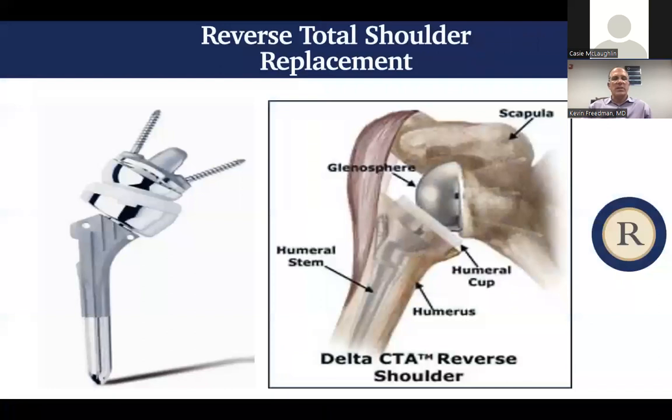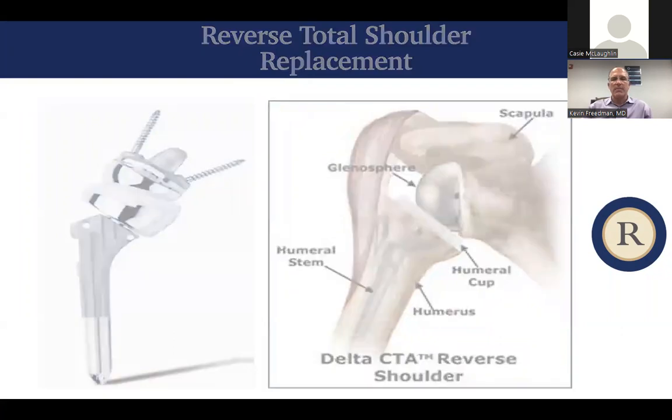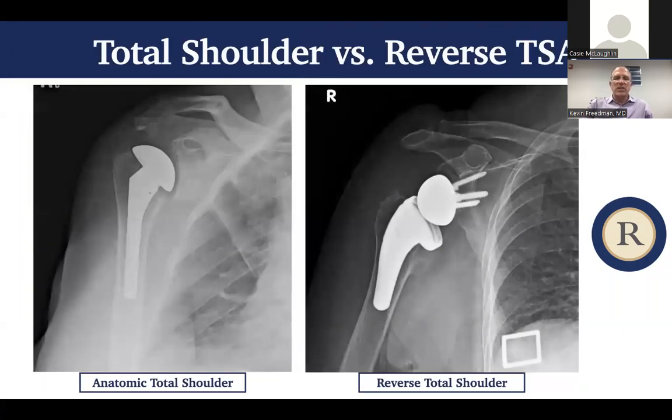This is just a schematic of what a reverse ball and socket is. The ball's put where the socket normally is, and the socket's where the ball should be. That's why we call it a reverse ball and socket. And then finally, this is what an X-ray looks like for what we call an anatomic total shoulder. The one on the left really looks the way a shoulder is supposed to, with a normal ball and socket. And then on the right, the ball again is where the socket should be, and the socket's where the ball should be, and that's a reverse total shoulder.